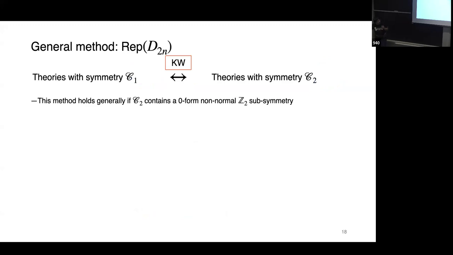And we can do it for the general case, for example, Rep(D2N). This method holds generally if the group symmetry C2 contains a zero form. Can you go back one slide? Yeah.